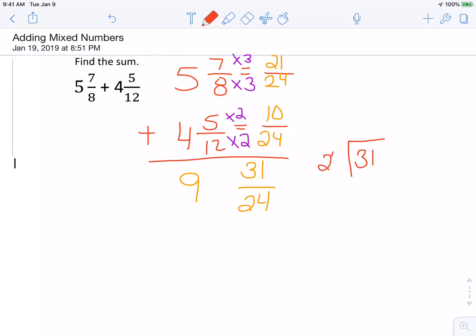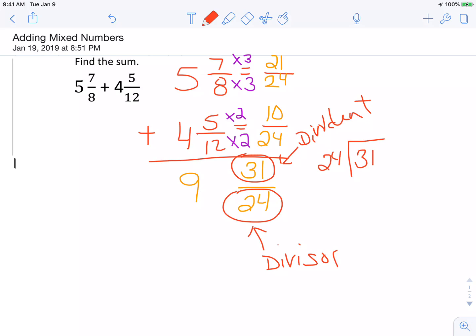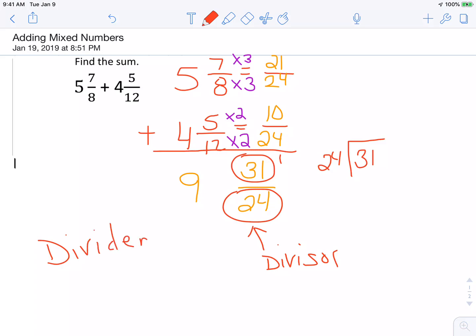goes on the outside. So this bottom number is called the denominator, and in this case, it's also a divisor. This number is the numerator, and in this case, it's the dividend. Dividend. Okay, dividend. I guess I should write that a little clearer so you can know how to spell it correctly. There we go.